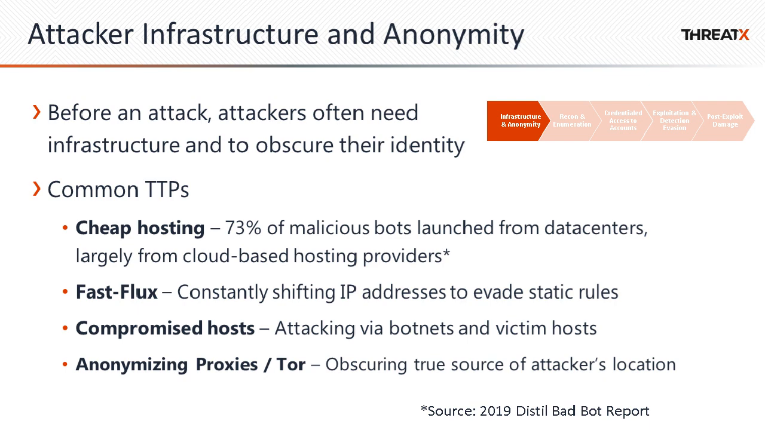In addition to that, we see what we call fast flux. That's where the attackers are constantly shifting their IP addresses to evade static signatures on, say, a WAF or a lower level type of firewall. This is definitely something that we see in the wild. A lot of attacks will originate from one IP, with just a few attacks happening there, and then they'll hop to another IP, even though it's the same attacker.